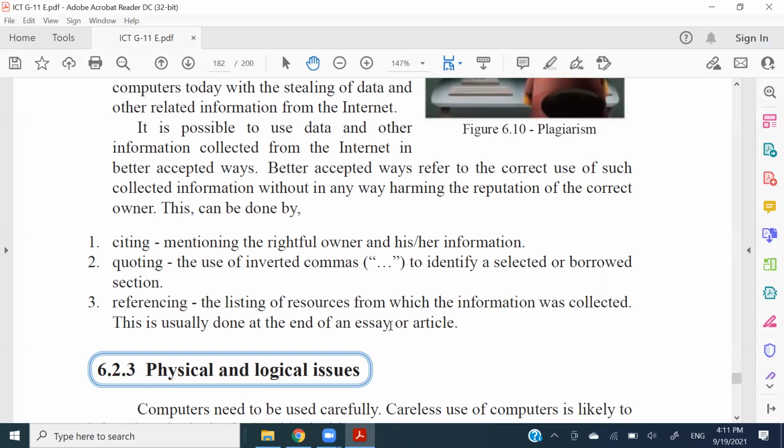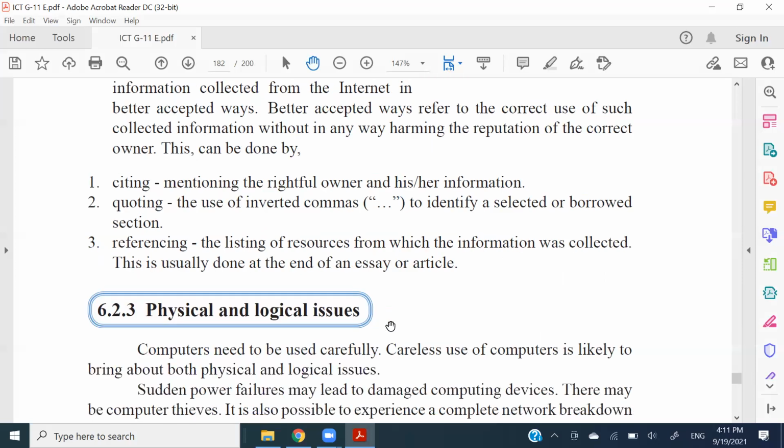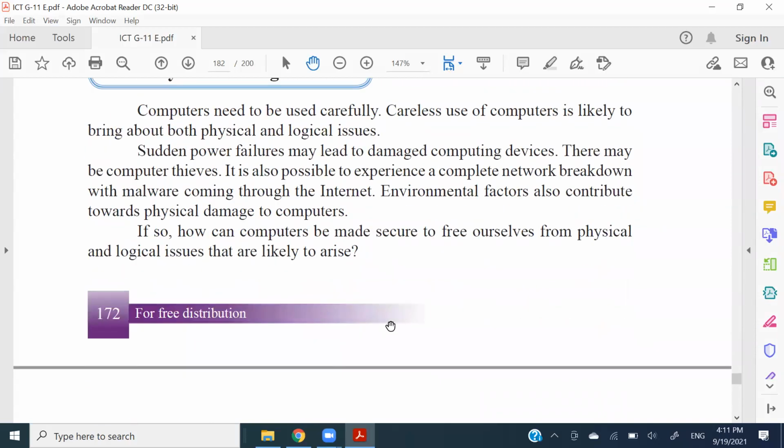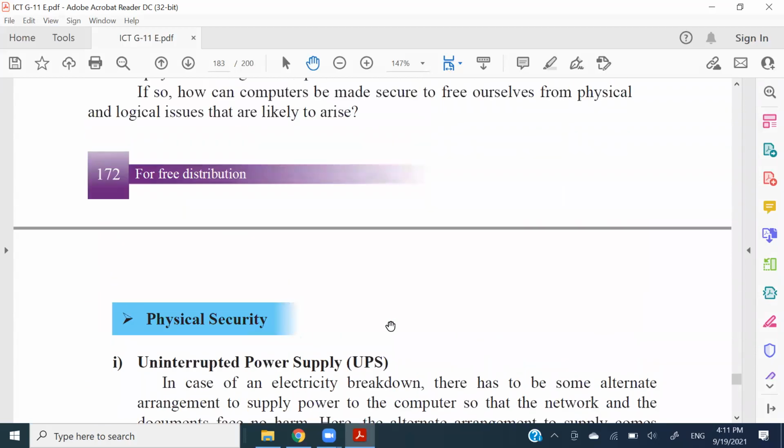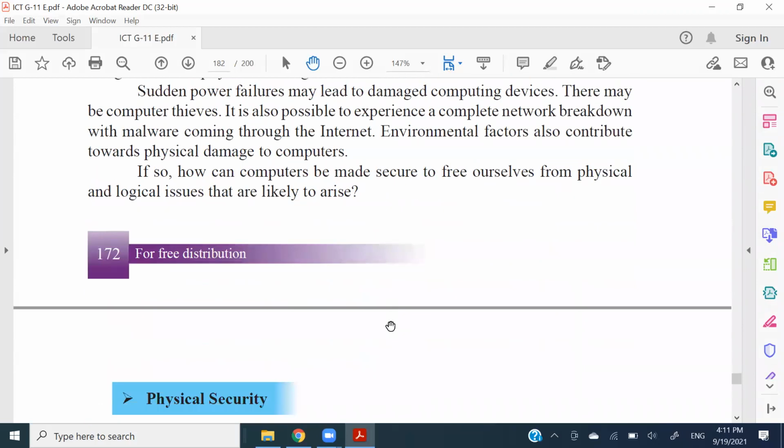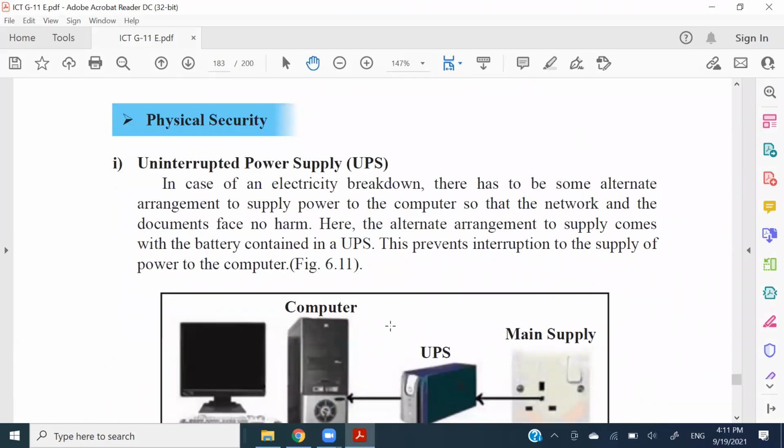Again, if it goes above 5%, they are not accepting it. They are asking you to do the modifications or correct the things by your own self, right? So the next one is about the physical and logical issues, right? The physical issues are bound with physical security, right? So the use of uninterrupted power supplies, like in case of a sudden electricity breakdown, right?